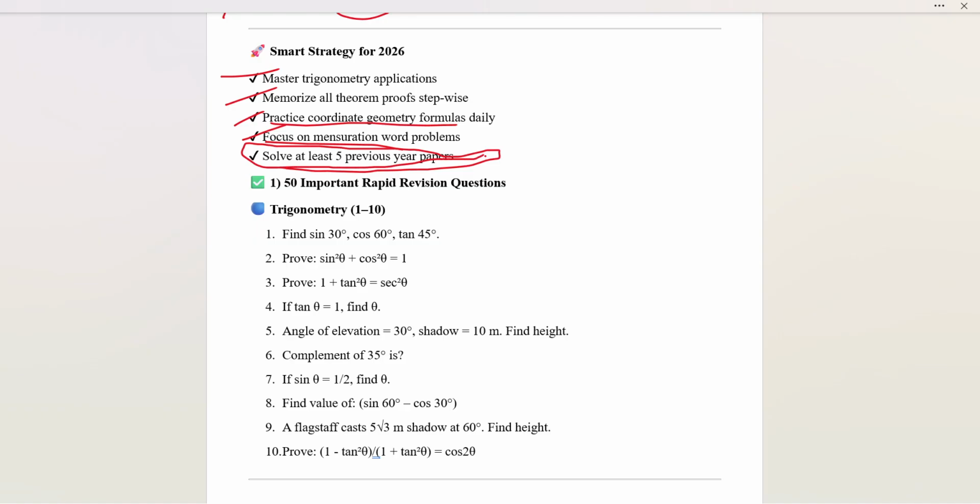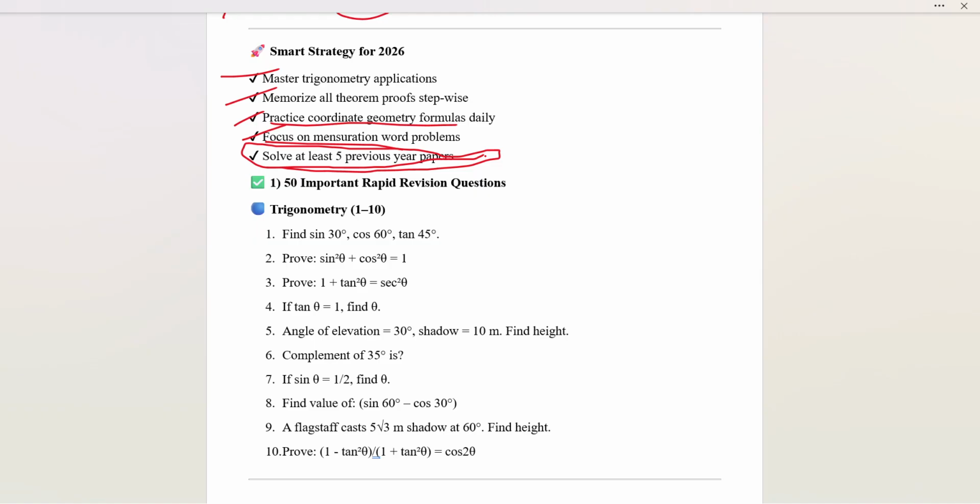Okay, so you can use a watch for timing. You set 3 hours timing, sorry, 2 hours for your paper. So you can set the timing for that paper, and solve the question papers of the previous 5 years. So your practice will be very good for that subject.